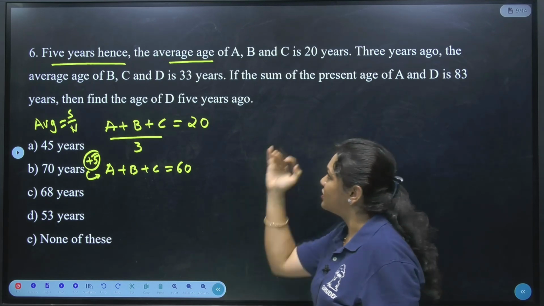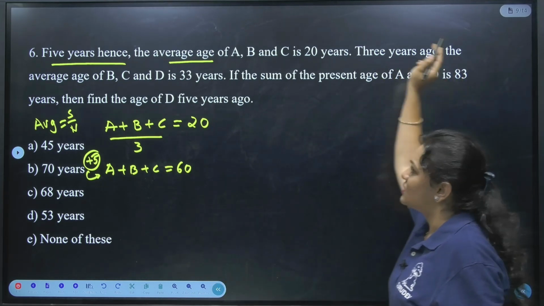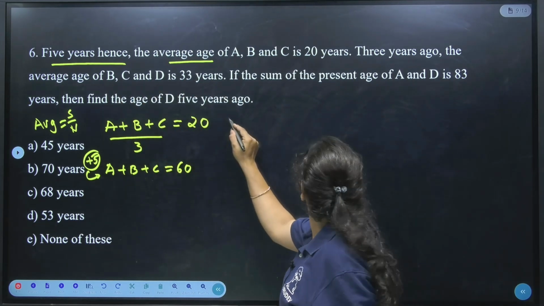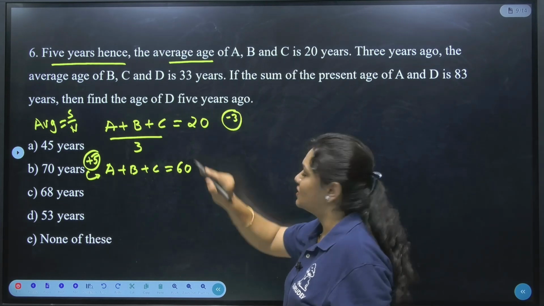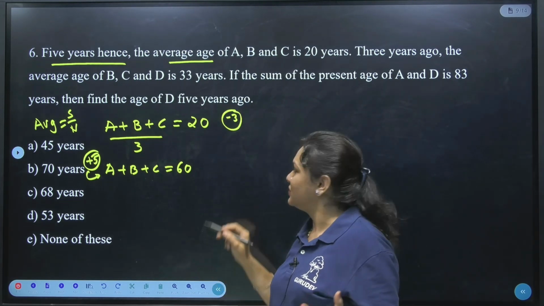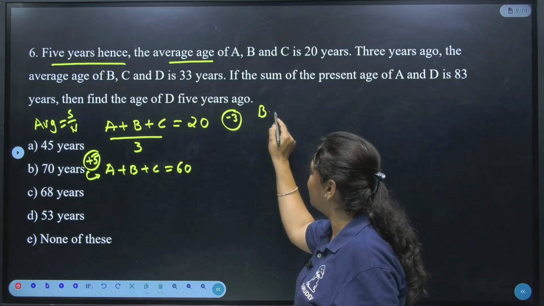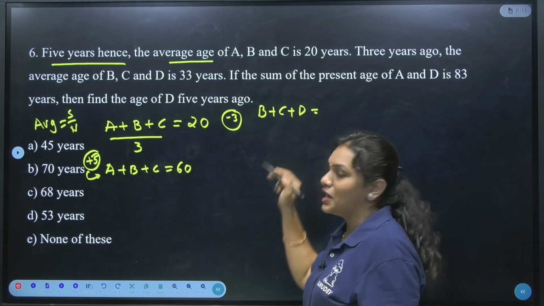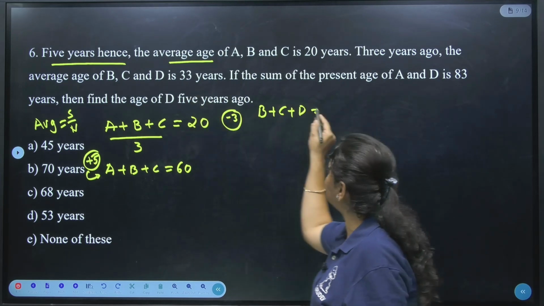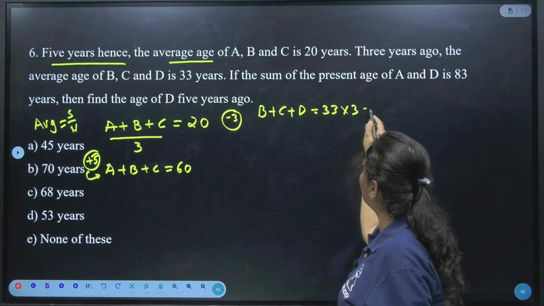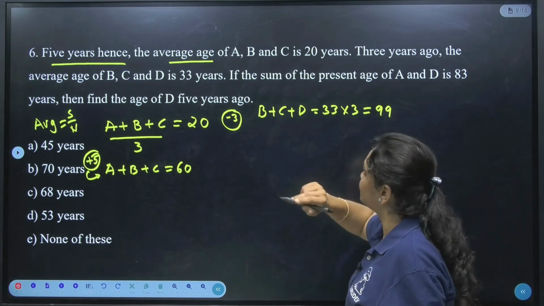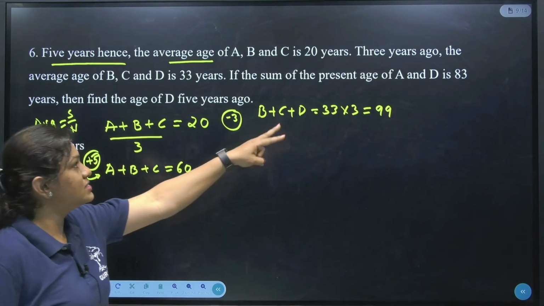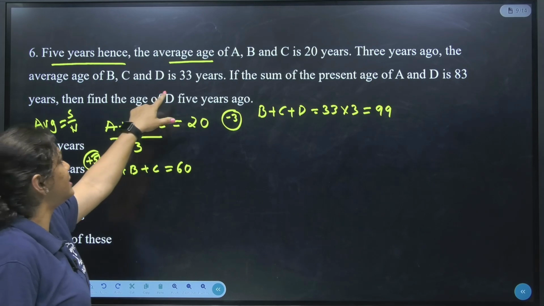Next, 3 years ago, the average age of B, C and D is given as how much? 33 years. Along with this, another condition is given for 3 years ago. Whatever condition is given, it's for 3 years ago, guys. So 3 years ago, apply the same logic, guys. It will be B plus C plus D, and totally 3 persons are there. So 33 into 3 will be your sum. How much do we get? It is 99. Is it clear? So try to understand here, guys: 3 years ago, the sum of the ages of B, C and D is 99.